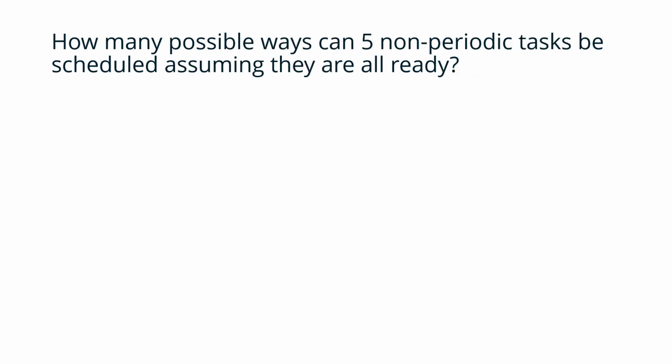And how many possible ways can 5 non-periodic tasks be scheduled, assuming they're all ready? Pretty much just 5 factorial, 120. These, by the way, are non-periodic, right? That makes it a lot easier if they're non-periodic. If they're periodic, then I can't even imagine how many ways there are to schedule, right? Because they're constantly getting reissued.